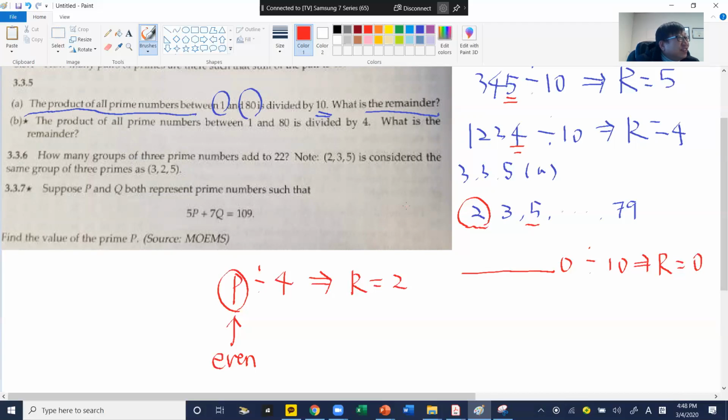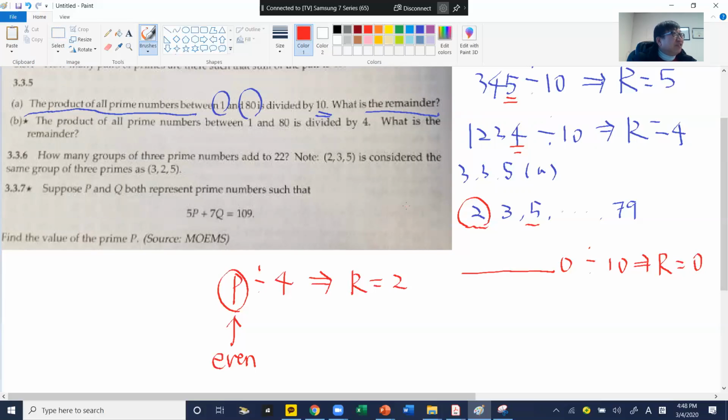What about divided by 3? 3 must be 0. Oh, yeah, there's 3. How about divided by 6? 2 and 3, so 0, because this product must be a multiple of 6. How about 5? 7, 0. 8, 2, 4. Can it be 4? No, 2. Just 2. How about 9? 3. Just 3.